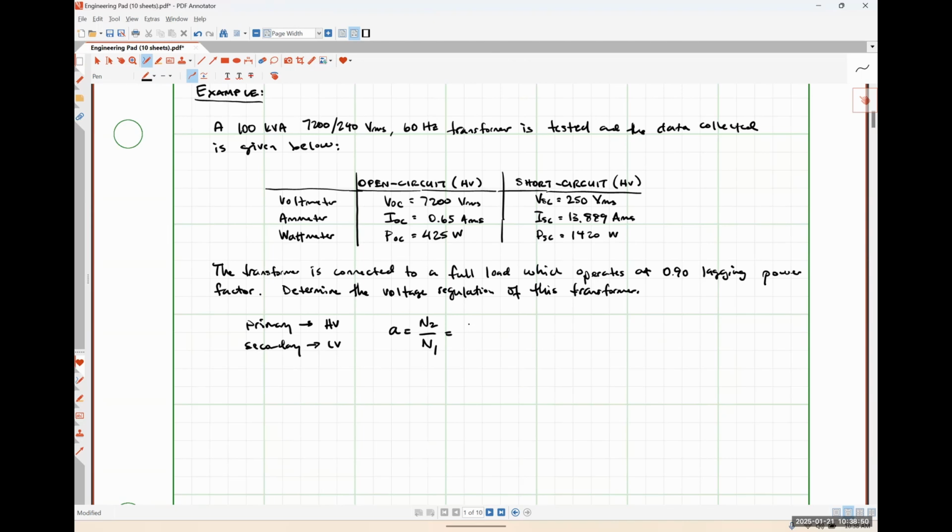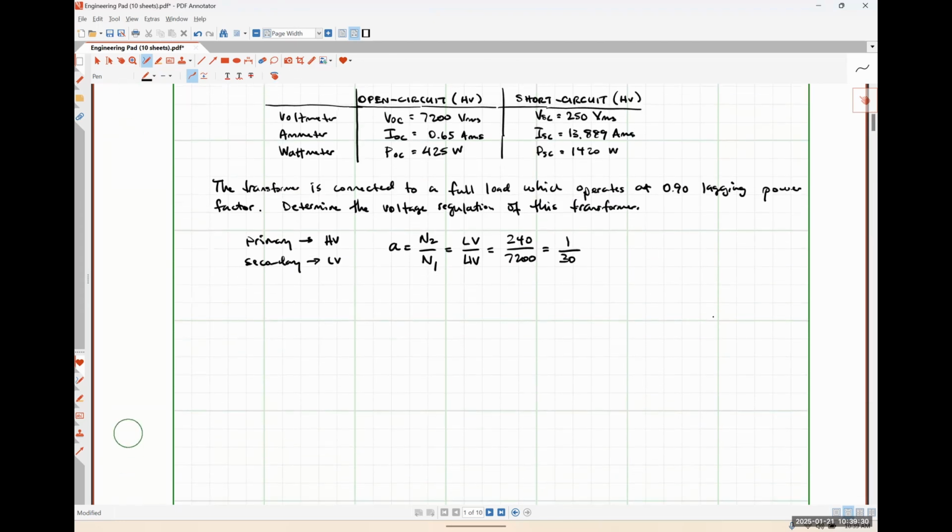So in this particular case then, that's going to be the ratio of the low voltage to the high voltage. So that's going to be 240 over 7,200. Let me get a calculator here real quick. One over 30. So that's what our turns ratio is going to be for this particular transformer.